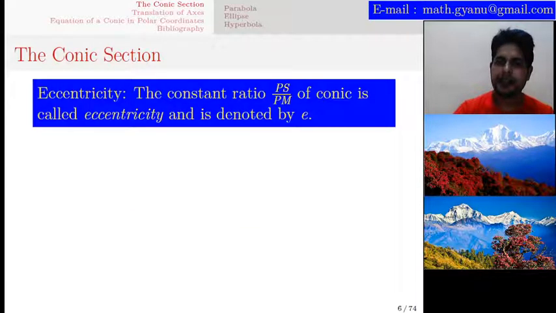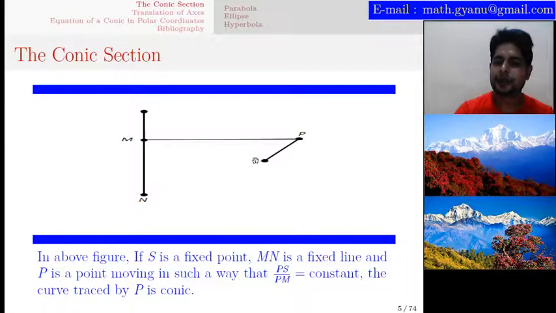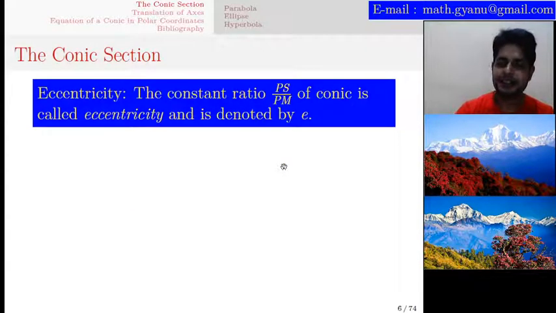Now, in a conic we have different components: eccentricity, focus, vertex, equation of directrix, and latus rectum. Let's begin to define these components. First of all, eccentricity. The constant ratio PS by PM of a conic is called the eccentricity and is denoted by e. Note that the ratio PS by PM is taken from this picture. If this ratio is denoted by e, we call it the eccentricity.